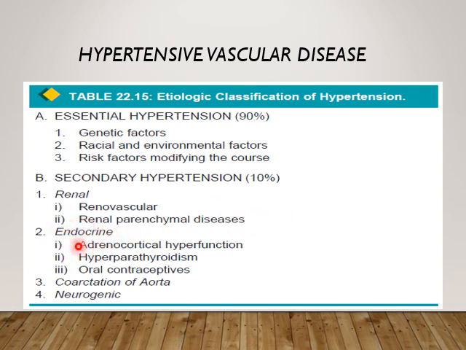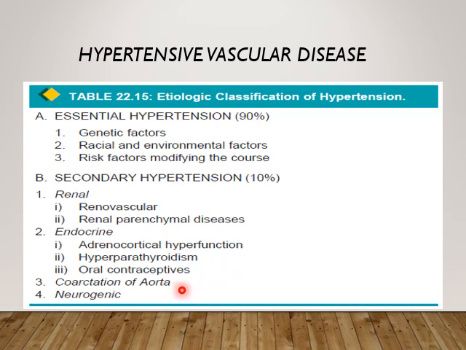Another thing to remember is the endocrine causes: adrenocortical hyperfunction, hyperparathyroidism, and oral contraceptives. One more thing I would like to tell here is that for hypertension or elevation in the blood pressure to occur, the most common mechanism is the activation of the renin-angiotensin mechanism. How do oral contraceptives cause an increase in the blood pressure? The underlying pathology is the hepatic synthesis of renin, which plays a very important role in causing the elevation of blood pressure.